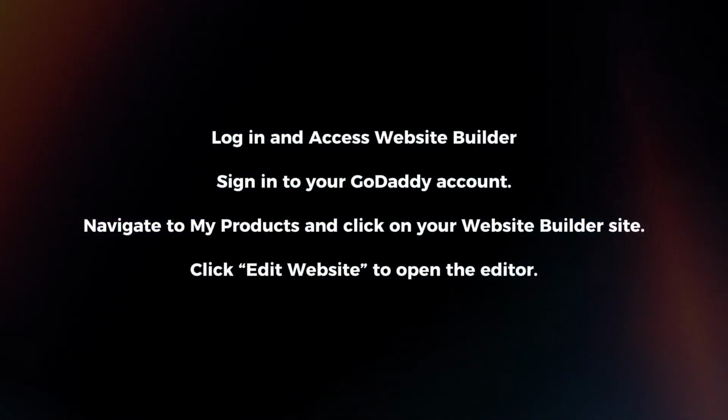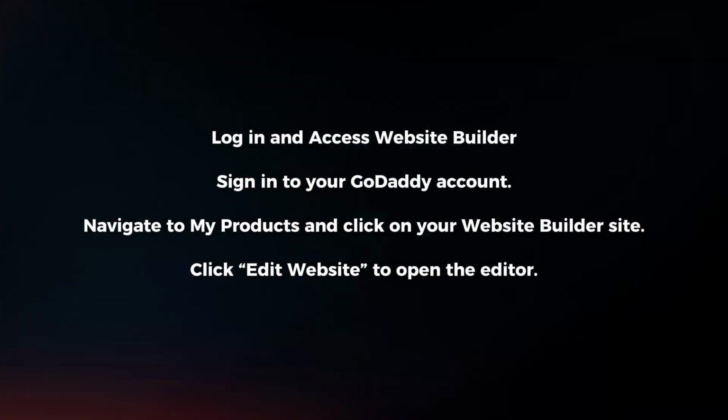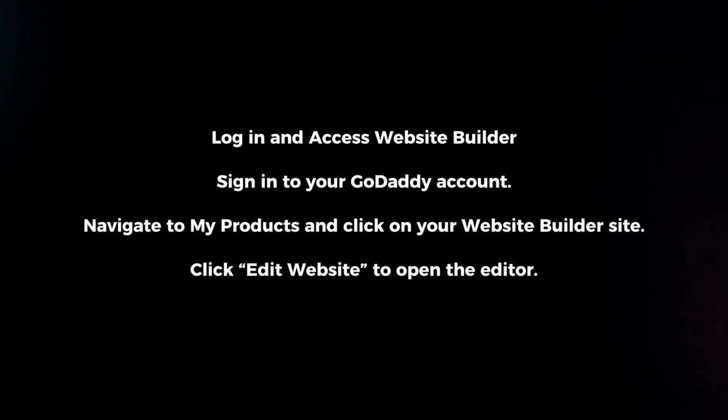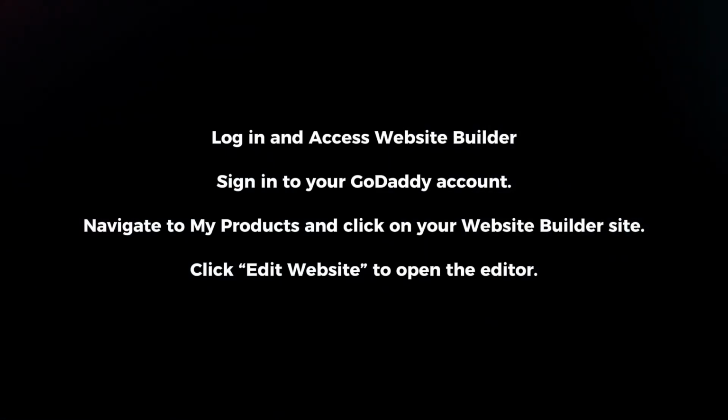Log in and access Website Builder. Sign into your GoDaddy account. Navigate to My Products and click on your Website Builder site. Click Edit Website to open the editor.